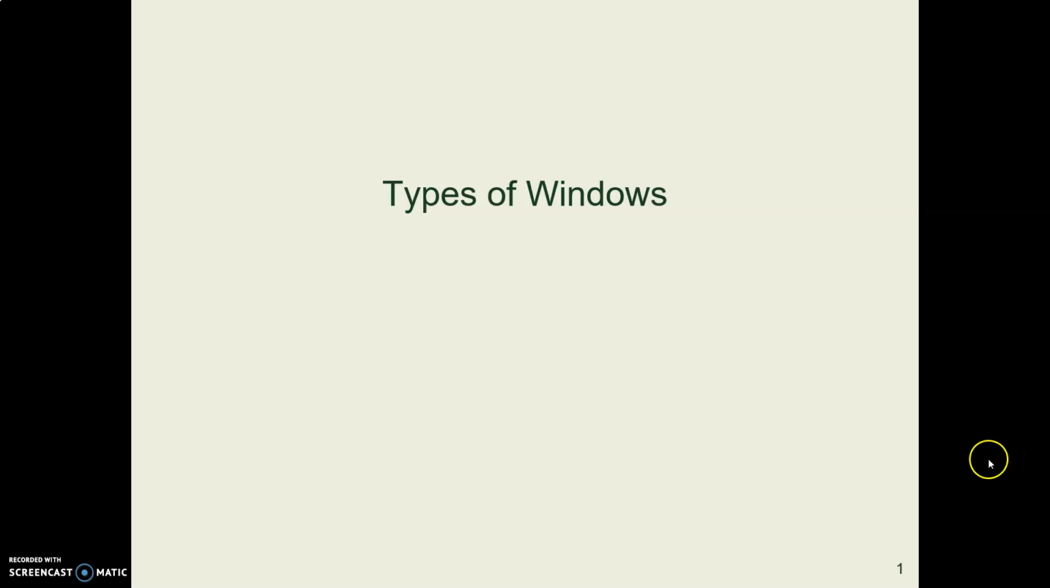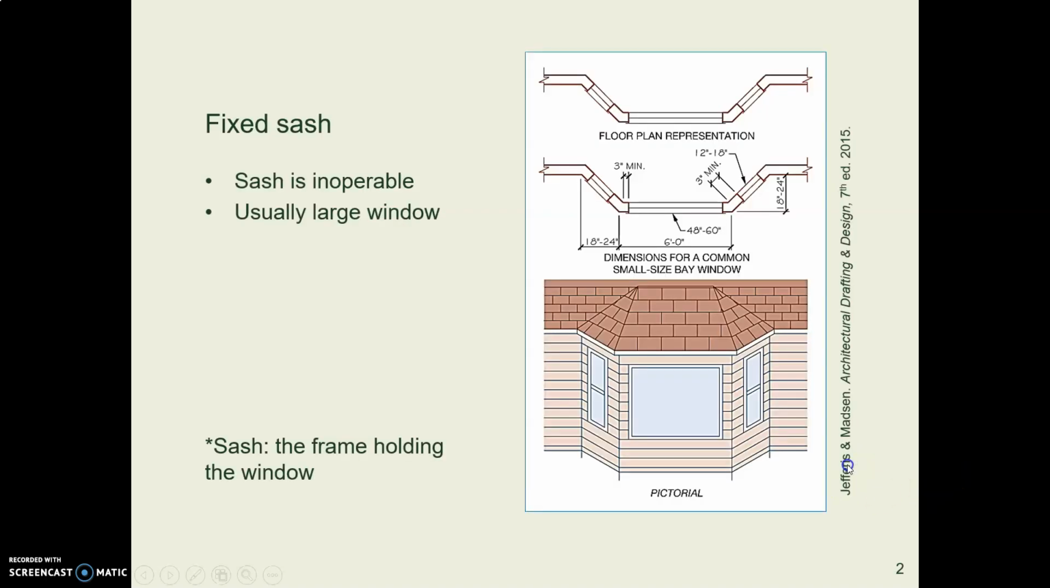We just looked at doors. Now we'll look at another element of the building envelope, the window. And as you know, windows come in all different sizes and all different styles, and the style may vary depending on what the sash is doing. The sash is a word that means the frame that holds the glass.